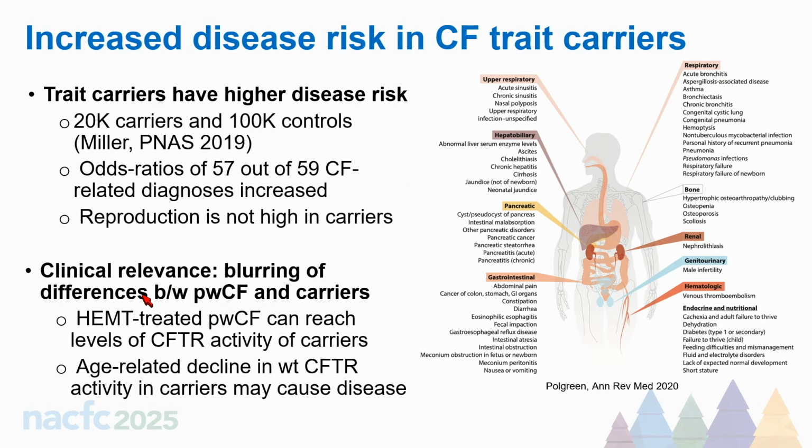So why is it important? It's because there's a blurring of differences between the people with CF and the carriers. People with CF on HEMT can reach levels that are closer to the carriers, and now we'll be discussing potentially putting carriers on modulators, and we know there's also an age-related or smoke-related decline in wild-type CFTR activity that may cause disease over time.